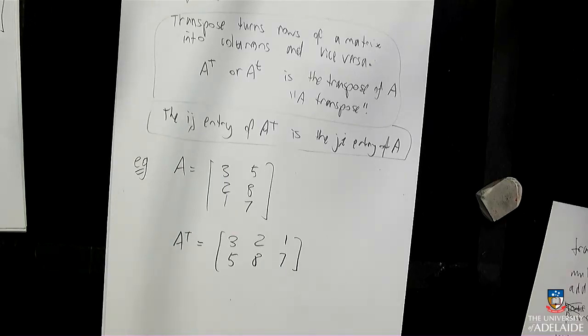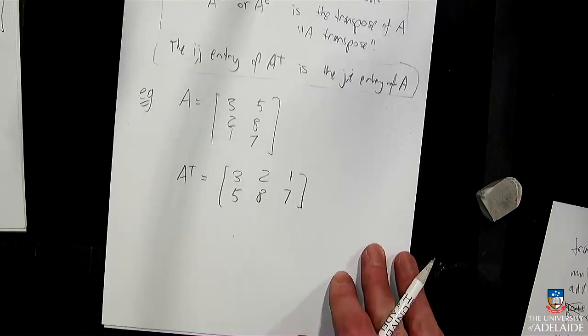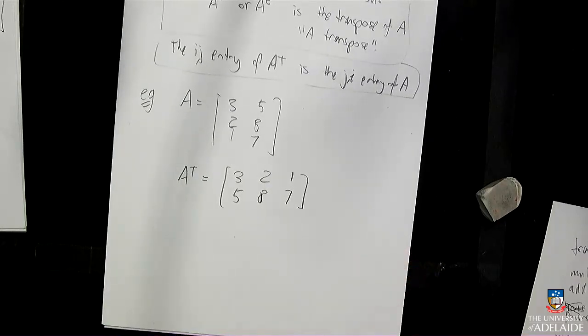Just to point out that it can work on a single row or a single column just as much as it can on an entire matrix. And it works for any size matrix. And square matrices are particularly nice when you do transpose because they're the same size as they were before.